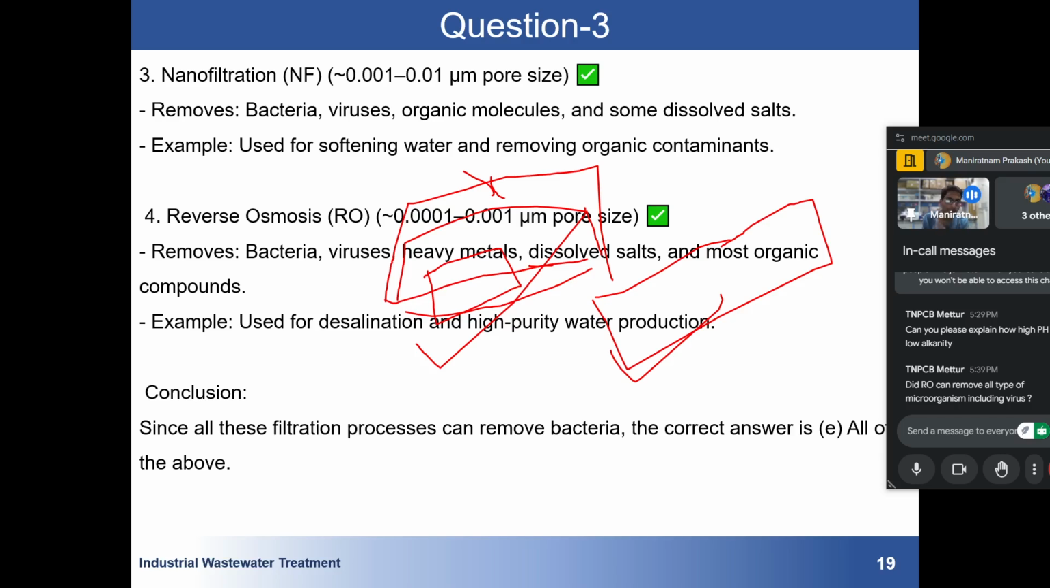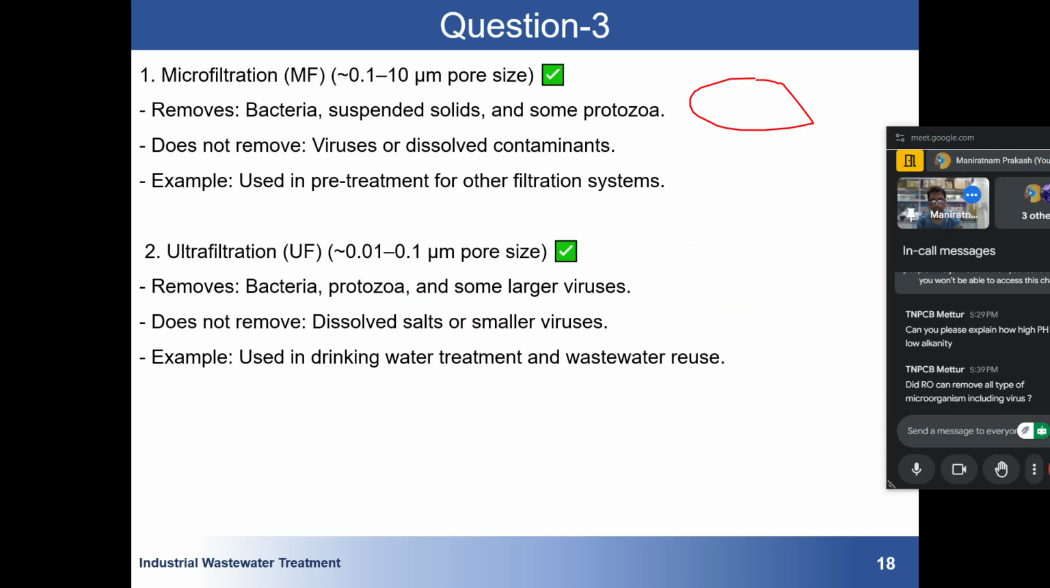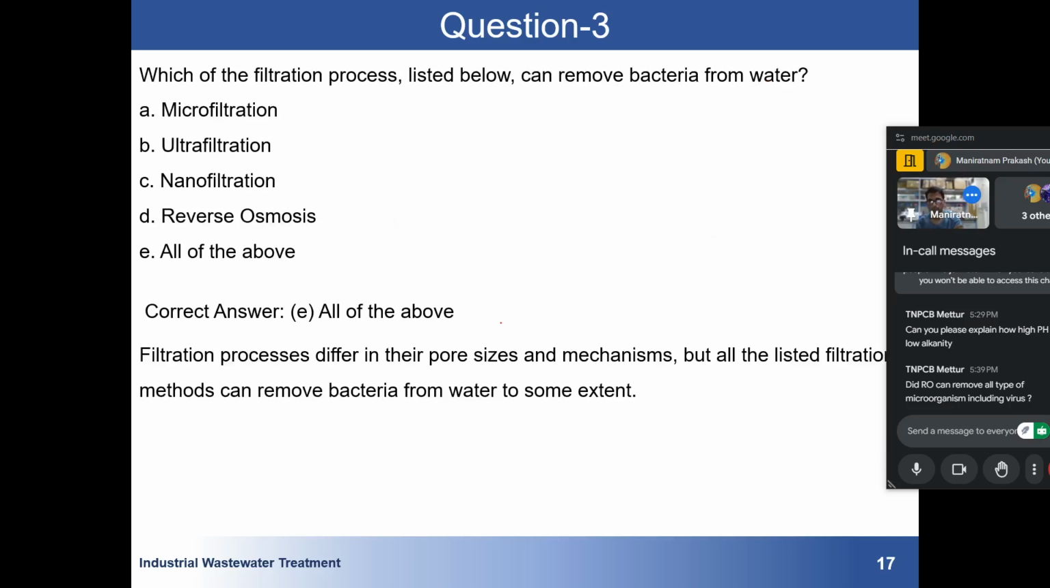This is a very simple diagram, but you can always go and check how reverse osmosis works in our RO system. But for the question, can RO remove all types of microorganisms including viruses? Yes, it can remove them, and that's just because of size. The correct answer is D, all of these. I hope this is clear to you.